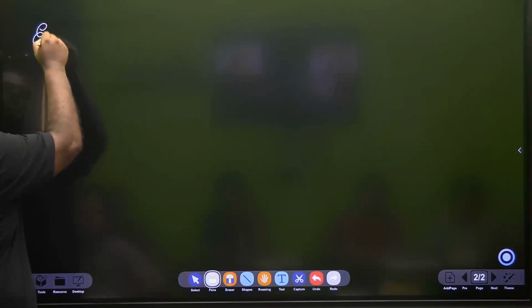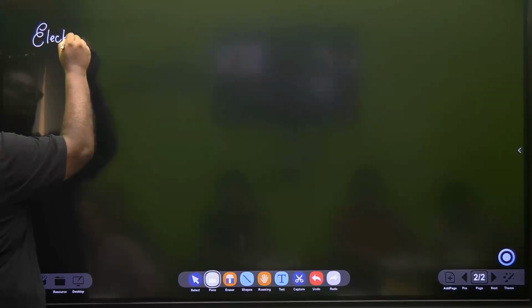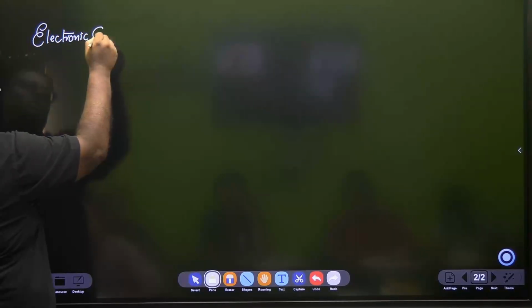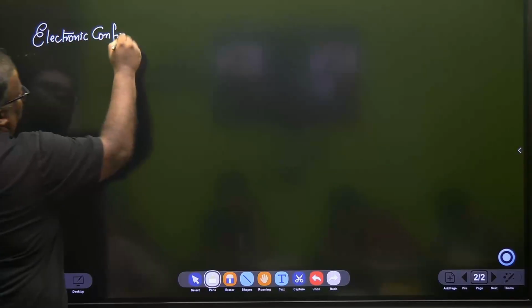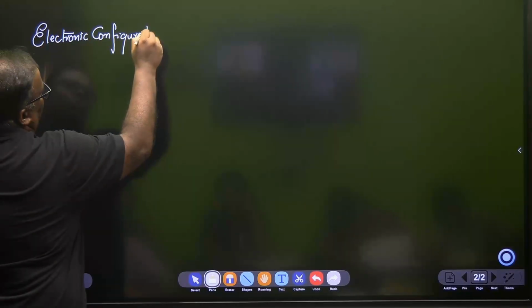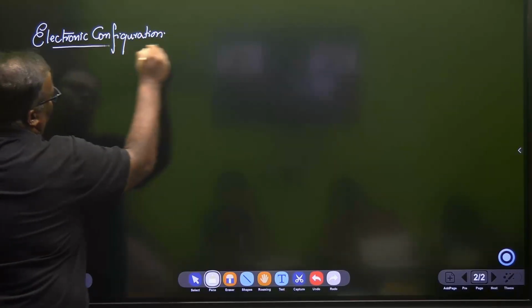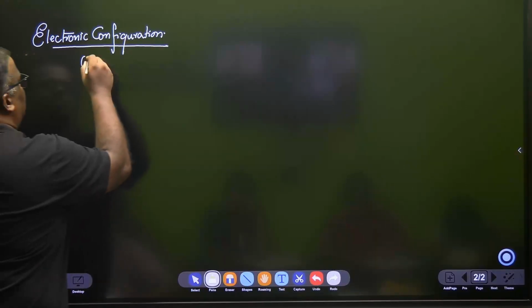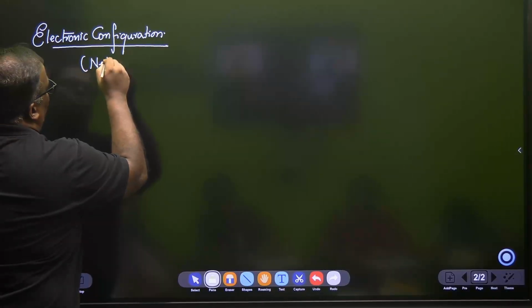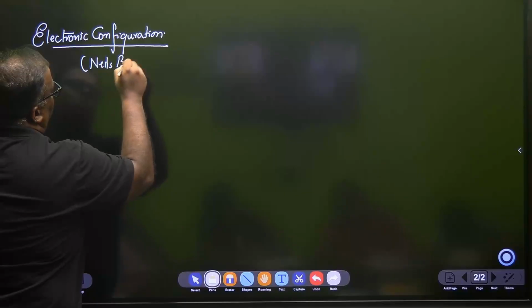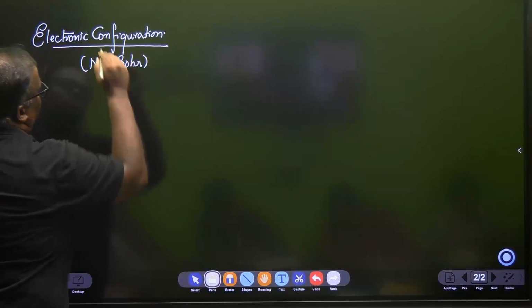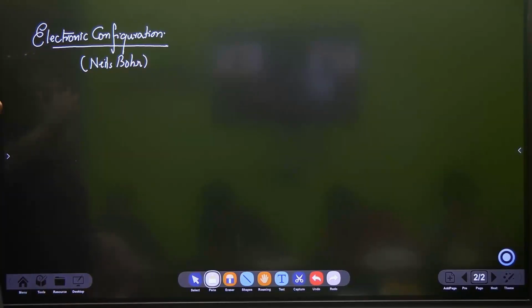Okay. So let's understand the electronic configuration. We will read this all as a part of our syllabus, but if you have this primary knowledge, it will help you understand chemistry much better. Electronic configuration was given by Niels Bohr. Okay, Niels Bohr. So let's understand.